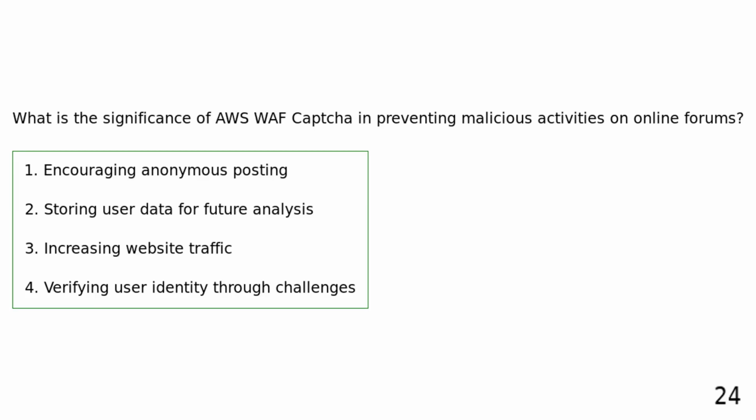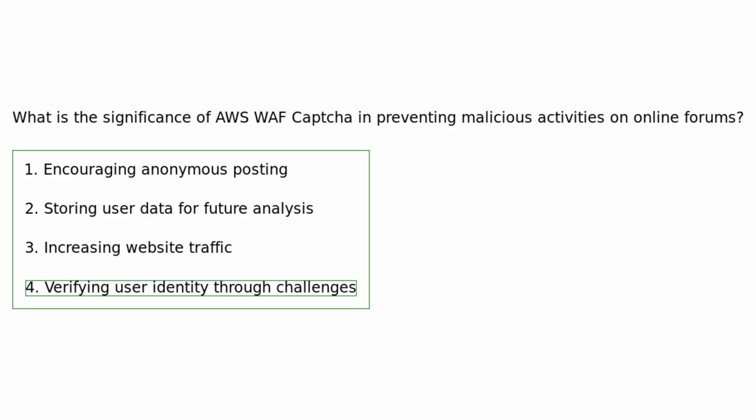What is the significance of AWS WAF Captcha in preventing malicious activities on online forums? Encouraging anonymous posting. Storing user data for future analysis. Increasing website traffic. Verifying user identity through challenges. AWS WAF Captcha plays a significant role in preventing malicious activities on online forums by verifying user identity through challenges that are difficult for bots to solve, reducing the risk of spam and abuse.